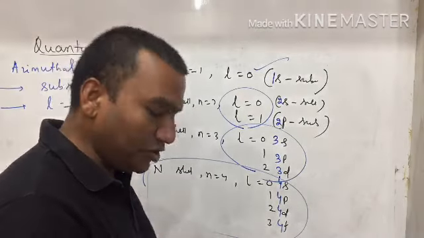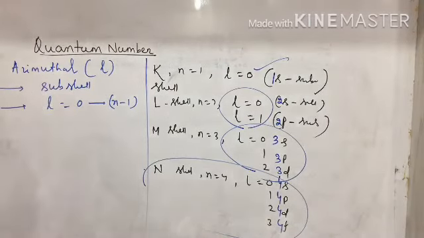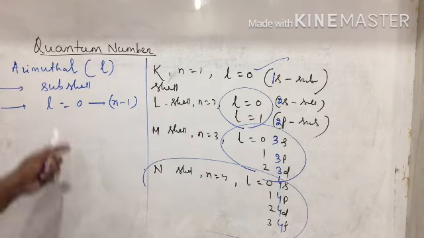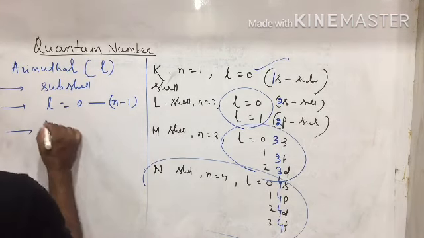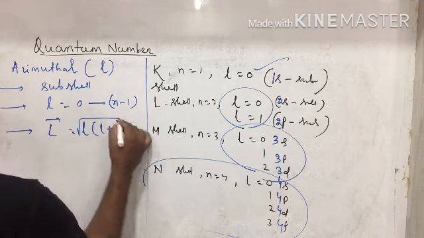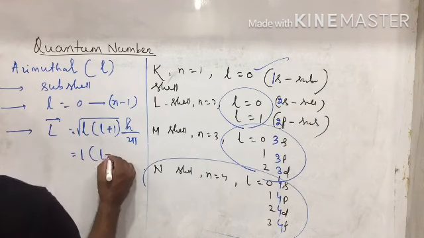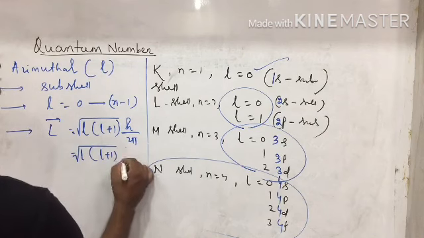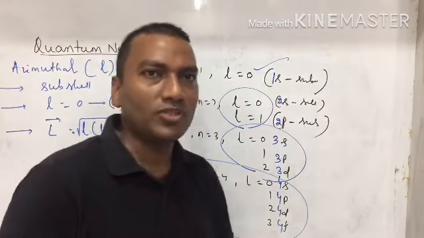Clear? So this is the first piece of information given by what? The azimuthal quantum number: how many subcells are present in each cell. Then next I said angular momentum. Angular momentum equals root over l into (l plus 1) times h by 2 pi, or root of l(l+1) h-bar. What is l? l is the azimuthal quantum number.